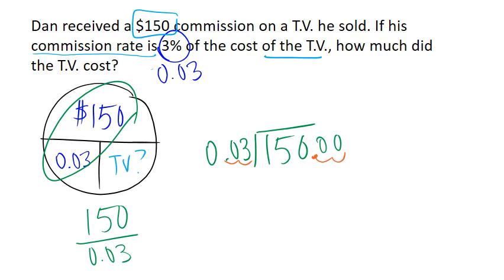So we're really dividing 3 into 15,000. So 3 goes into 15 5 times. Write 15, subtract. We get a 0. So that means all the other zeros we can bring up. And this TV cost $5,000.